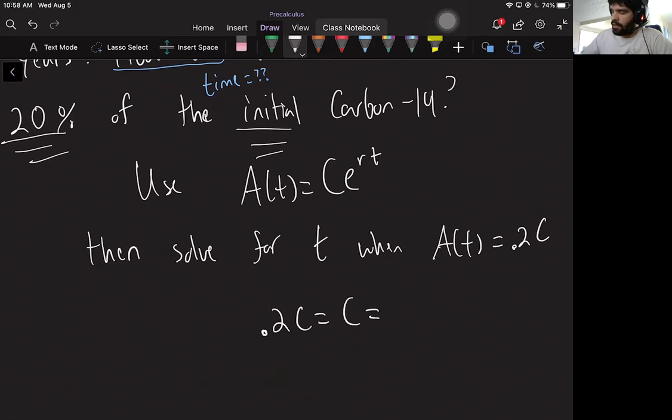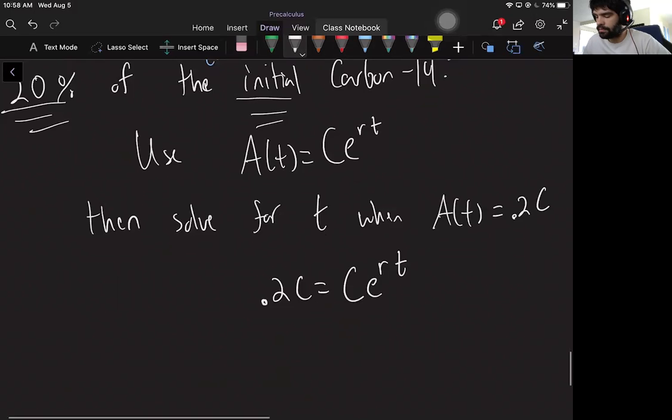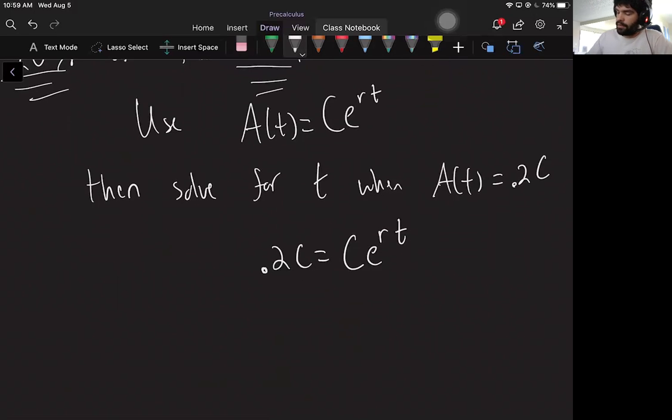If I try to solve that for T, why can't I? So I could still cancel out the C's, but since I don't know what R is, I won't be able to get T alone. So first we need R.